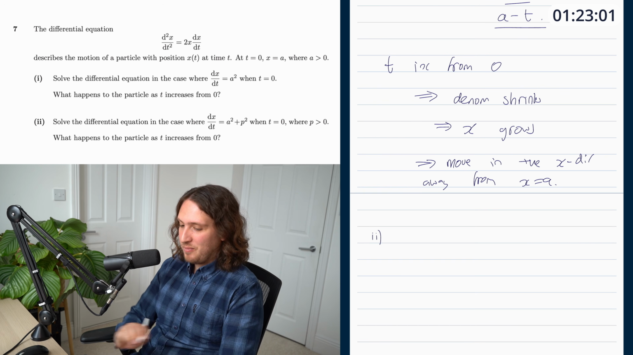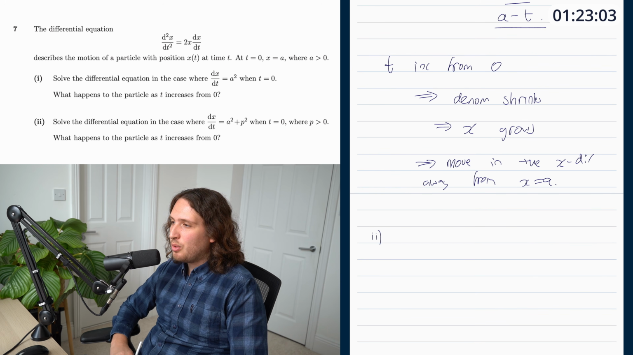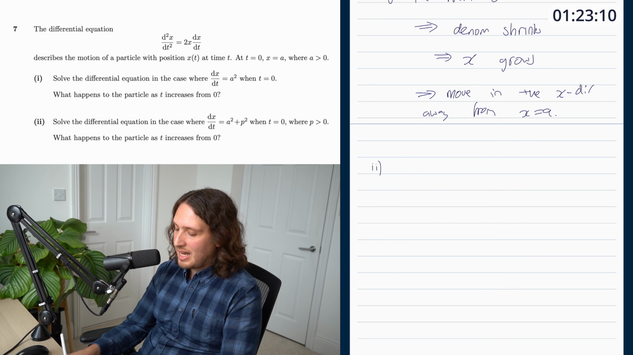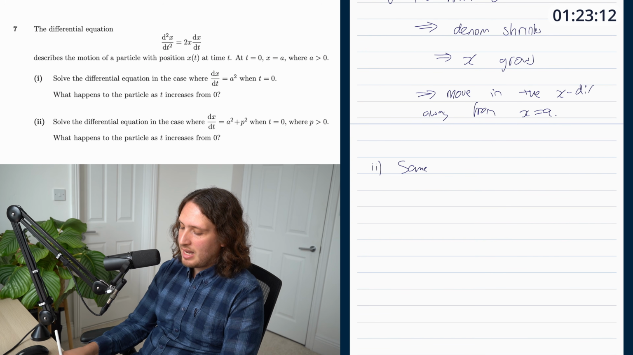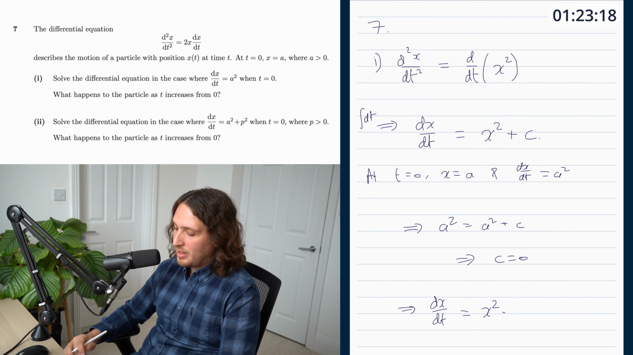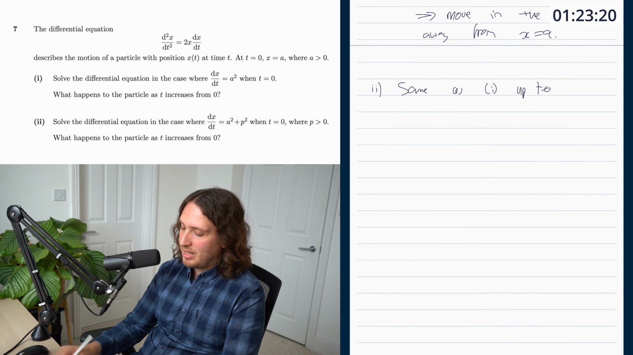What about part 2? So in part 2, well, it's the same differential equation, but just different boundary conditions. So I can say same as part 1 up to where I started plugging things in. So that was when I said dx by dt was x squared plus c.